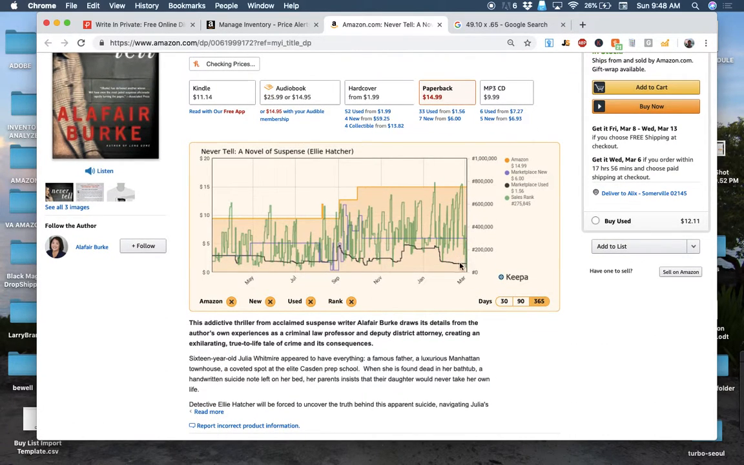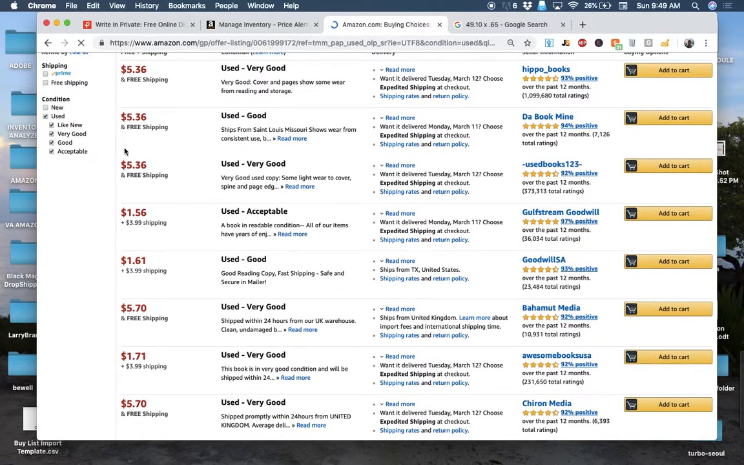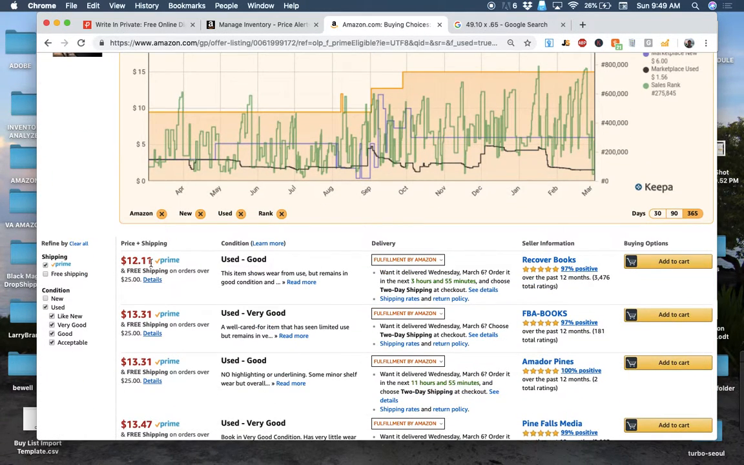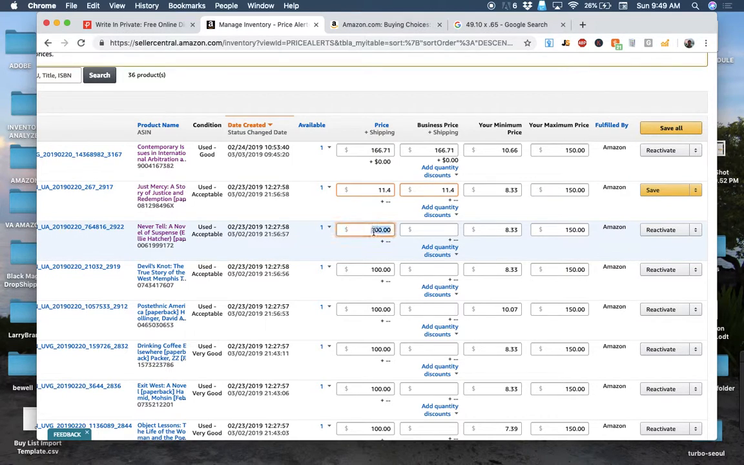Let's see. So the average sales rank. Well, you see the sales rank is 275. And so it's probably going to be 1211. Now I'm going with 1211 and not 1331 because the sales rank is 275. If the sales rank was under 100,000, then we would go with 1331.